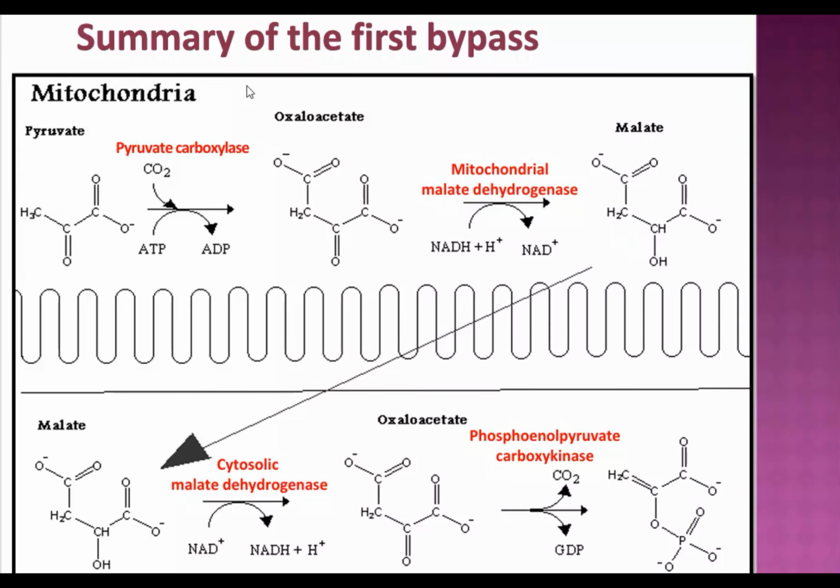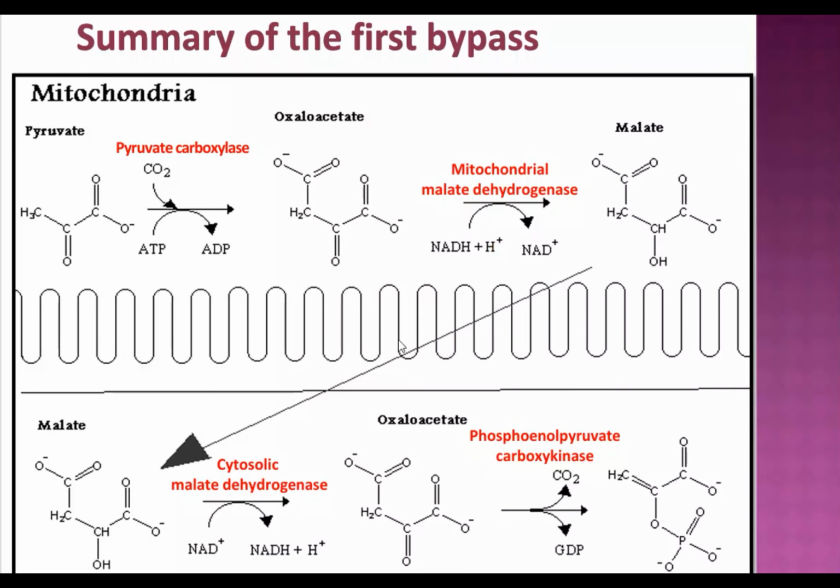So the summary of the first bypass reaction is that in mitochondria, pyruvic acid is converted to form the oxaloacetate state with the help of pyruvate carboxylase enzyme. Then this oxaloacetate is again converted to form malic acid or malate with malate dehydrogenase and NADH as a cofactor.